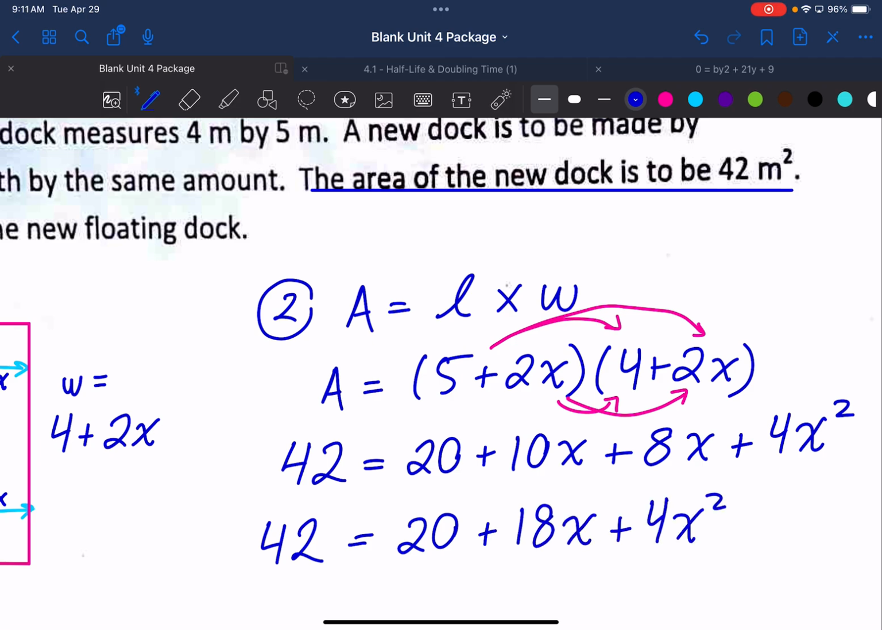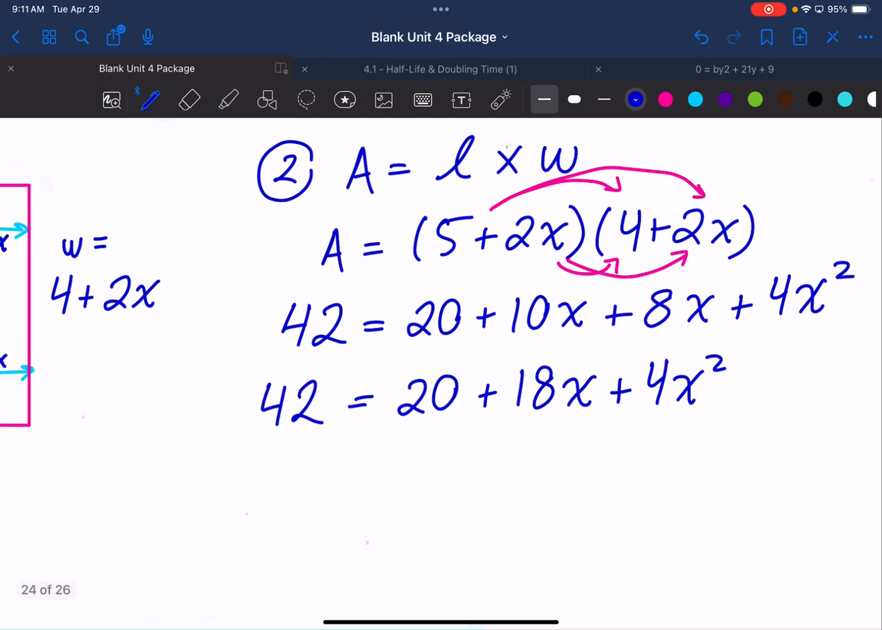And then in order to solve something, it has to equal 0. Our whole equation has to equal 0. So what do we gotta do with that 42? Move it over. Exactly. So this is gonna be minus 42 now.